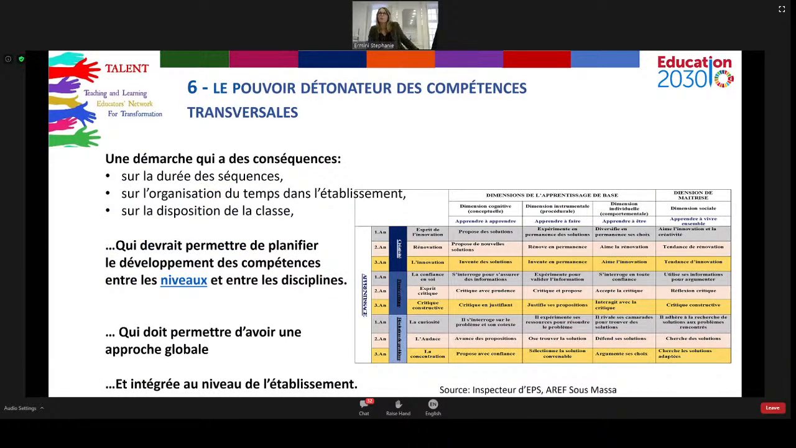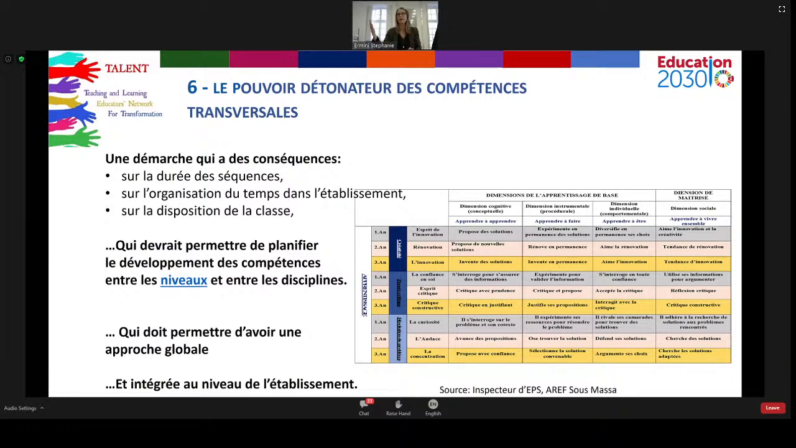Now I'm going to finish by giving you an overview of the cross-cutting skills. When you have such an approach, it's a long process and it has consequences on the duration of the class and on the organization of time. So you've got common time to develop interdisciplinary skills, and then the way you are seated in the class. All this has an impact on such subjects.